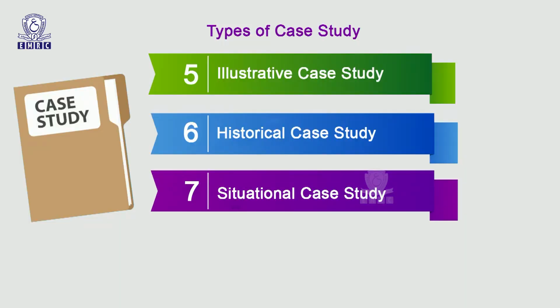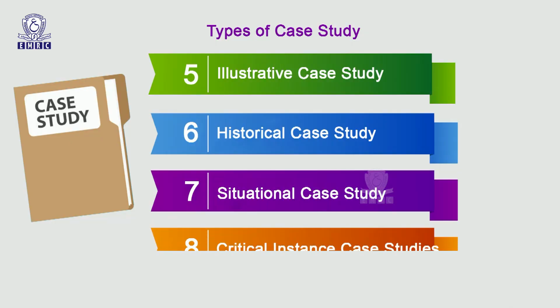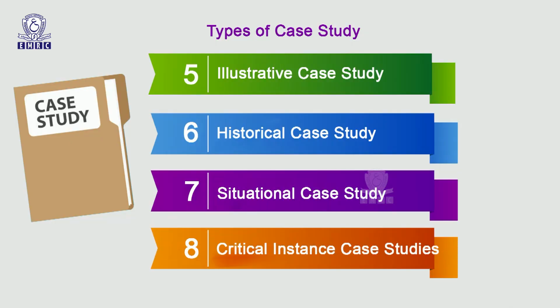Seventh type is situational case study. Situational case study studies a particular event or situation. All participants of the event are sought and their views are recorded. This helps the researcher understand and analyze the situation as a whole. For example, the reason behind strike of workers in a factory. Here, the management, the participant workers, the police force who arrived at the scene to control the situation, all are interviewed. And the eighth type is critical instance case study.